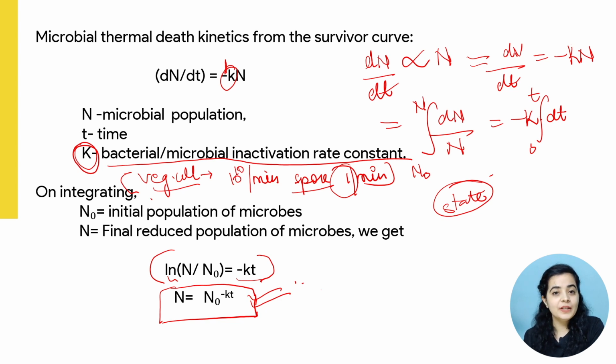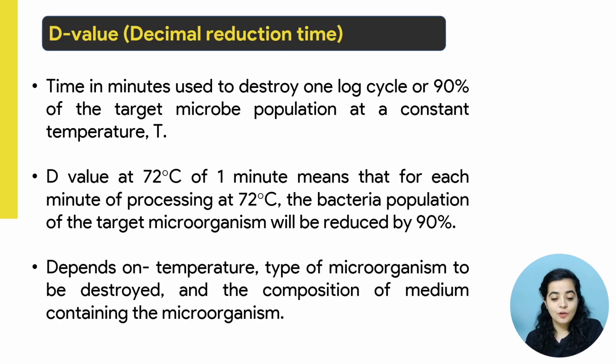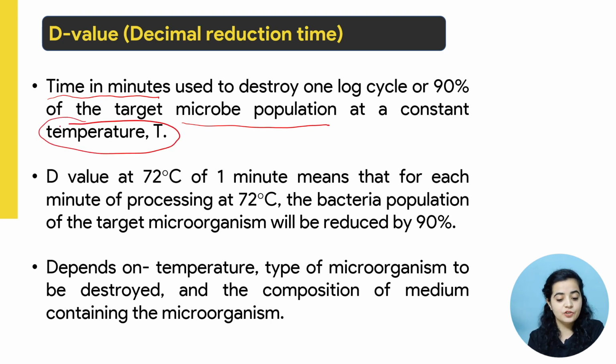Now if we are performing calculations on food processing operations, we generally observe that this k is not considered, but what is considered is a D value as a basic characteristic to see the destruction of any microorganism. So let us see what is D value. According to the definition, D value is basically the time in minutes which is used to destroy one log cycle or 90%, or basically one decimal place reduction of the microbial population, which is done at a set temperature.